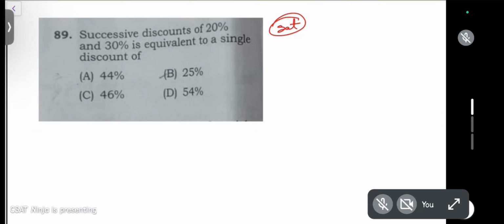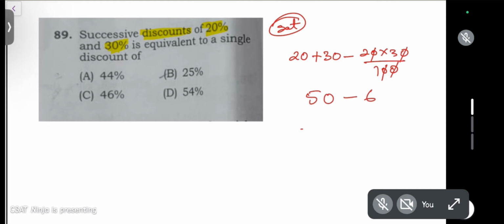So we are talking about discount here, and there's a 20% discount and there's a 30% discount. So which means 20 plus 30 minus 20 into 30 divided by 100. So 0 cancel, another 0 cancel. 20 plus 30 is 50, minus 2 3s are 6. So if I subtract these two, I'm getting 44%. So the answer here is 44%. I don't know who marked this, but this guy might have got the answer wrong. It's marked B there.